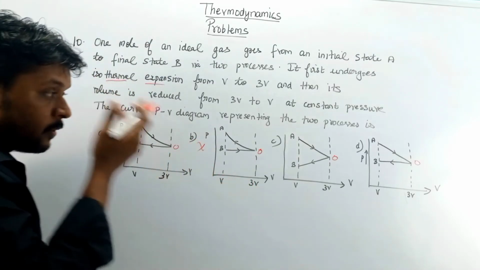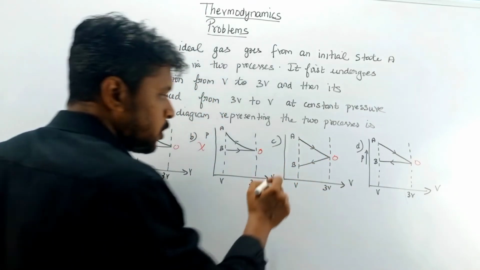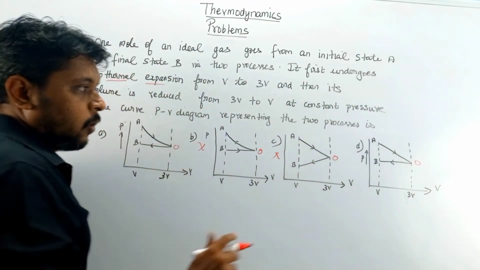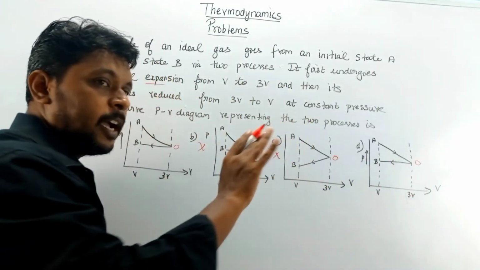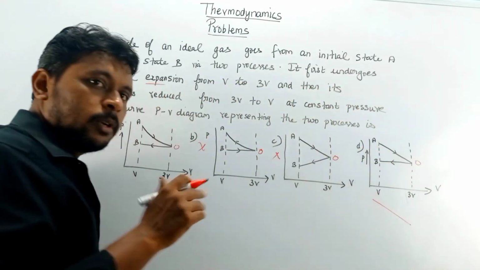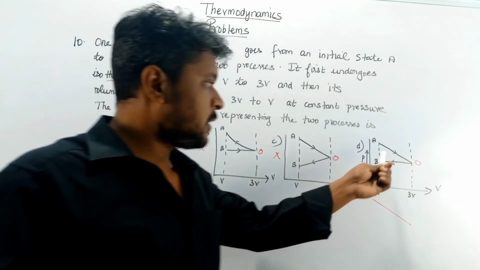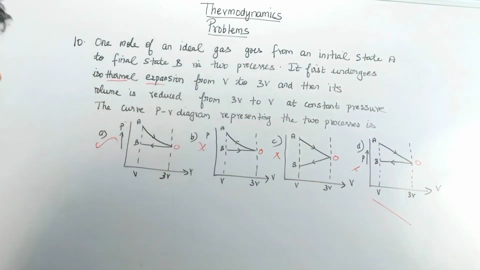Next we see C, here AB and BC. OB is not under a constant pressure process, so it is also not correct. Here OB is correct, but from A to O it is not an isothermal process. They have given a straight line, and you know the isothermal curve is a curved line. So this is also not the right answer. Option A is the right answer.